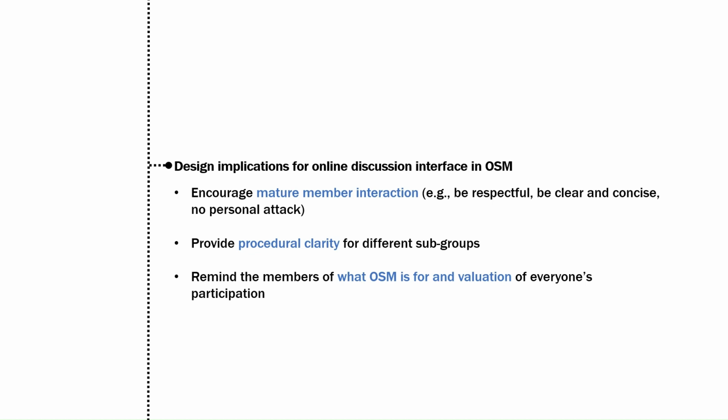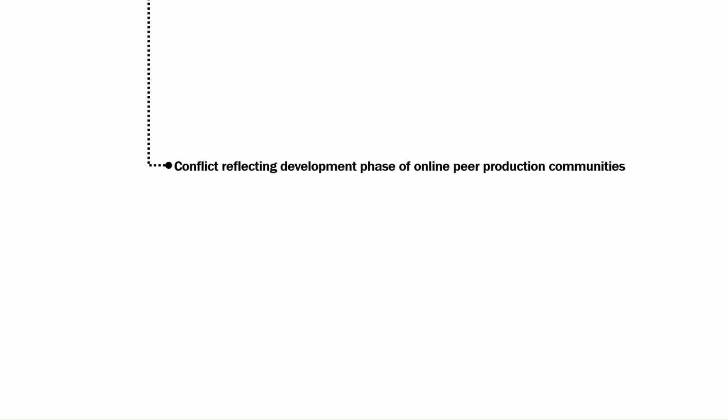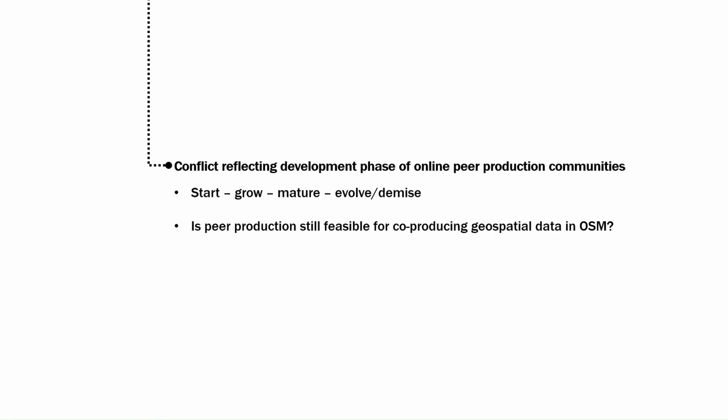is for. Our findings lead to further discussion on how analyzing interpersonal conflict in online peer production communities could be useful for designing not only an immediate intervention for conflict management, but also a longer-term operational mechanism. Diagnosing conflict in OpenStreetMap throws a question on how feasible peer production could be as a method of geospatial data production in an online peer production community.